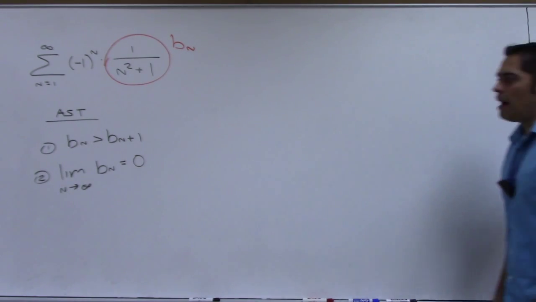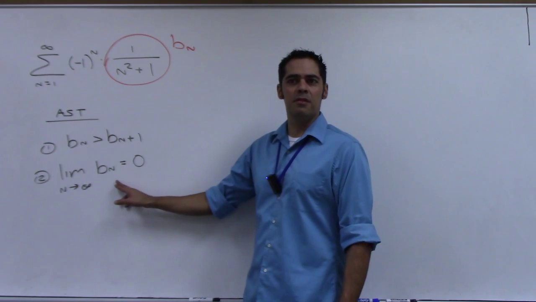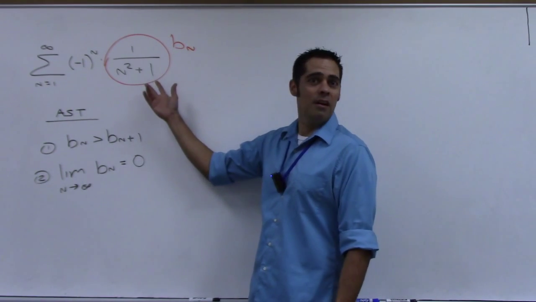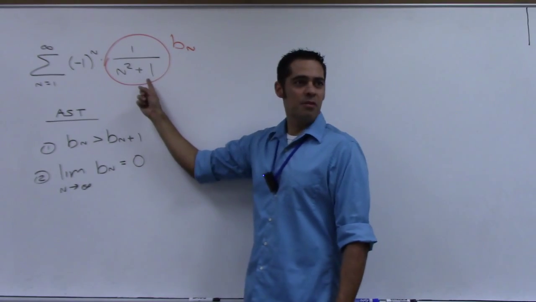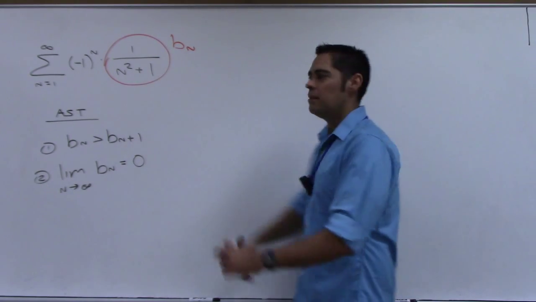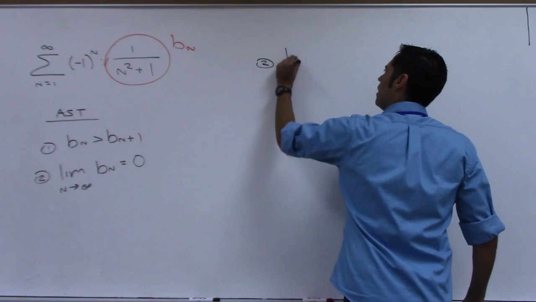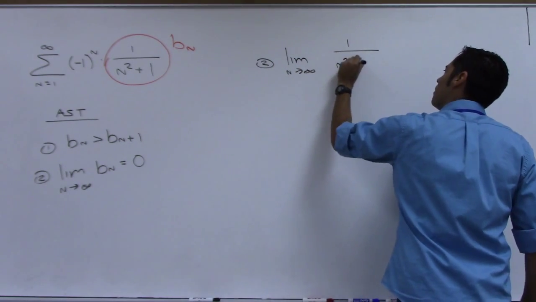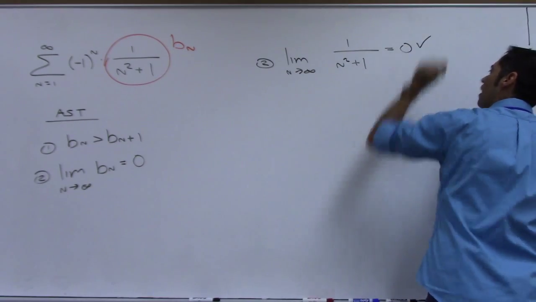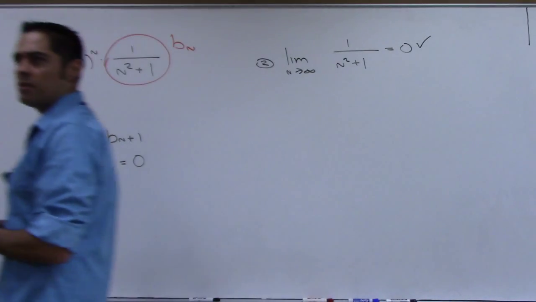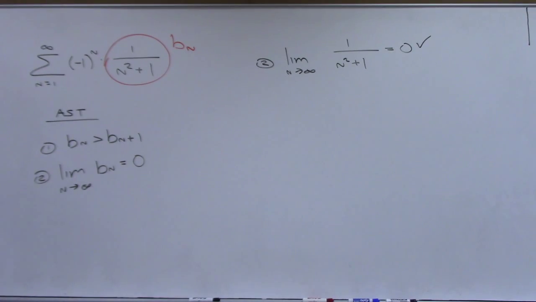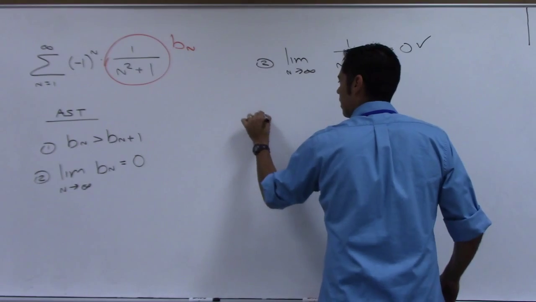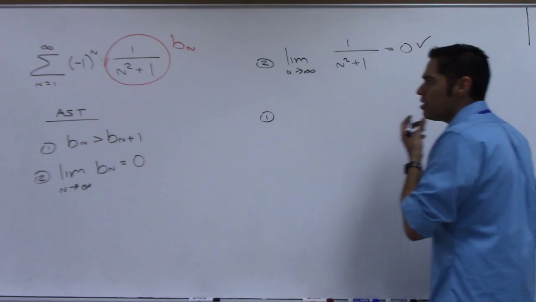So I'm going to show 2 first, because 2 is usually the easier thing to show. I mean, look, you can just look at that, right? As n goes to infinity, that goes to 0. But I'll show it. 2, the limit as n goes to infinity of 1 over n squared plus 1 equals 0. Check. I've got the second condition of the alternating series test done, right? The first condition is to show that it's decreasing. So how do I show it's decreasing?